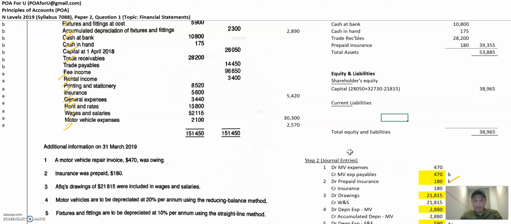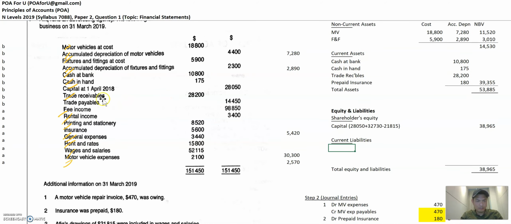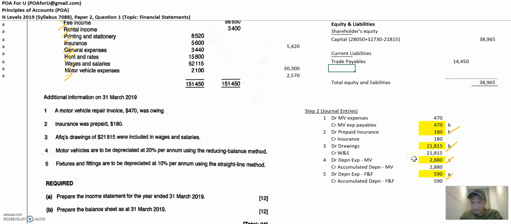All right, current liabilities. So let's start with what we see in the trial balance. We have one item left, trade payables. So I'm going to cross this out and put it in here, trade payables, 14,450, because there's no new amount, so I'm going to use the original amount. And then, do I have anything in the journal entries here? Yes, I have motor vehicle expense payables, so I'm going to include this. And how much is that? 470. I'm going to cross that out, and that's it.